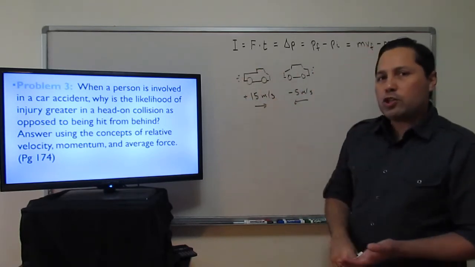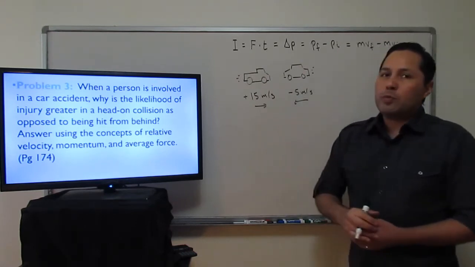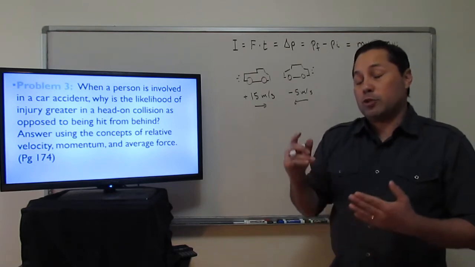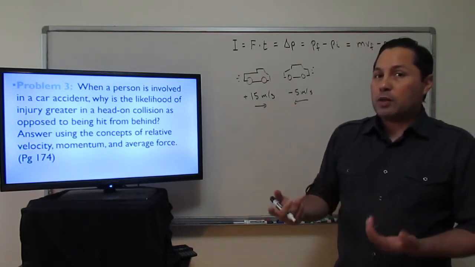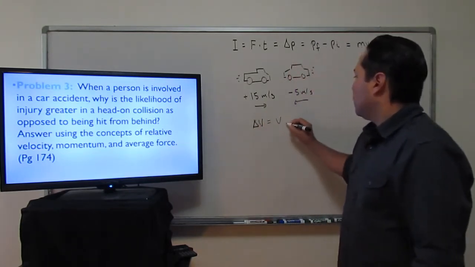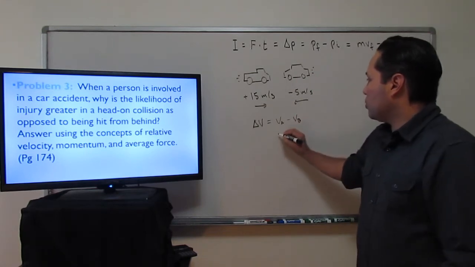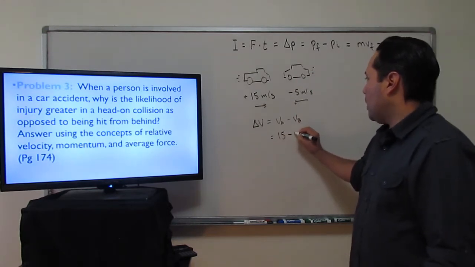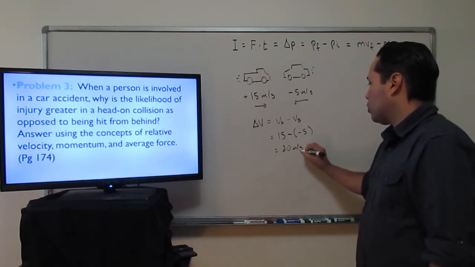All right, so what is the change in velocity here? The change in velocity for both of these would be a grand total of 20 meters per second. 15 and 5, that would be the change in velocity. Velocity of car, let's call this guy A, minus velocity of car B. So it's going to be 15 minus negative 5. That's going to give us 20 meters per second. That'll be the change in velocity.